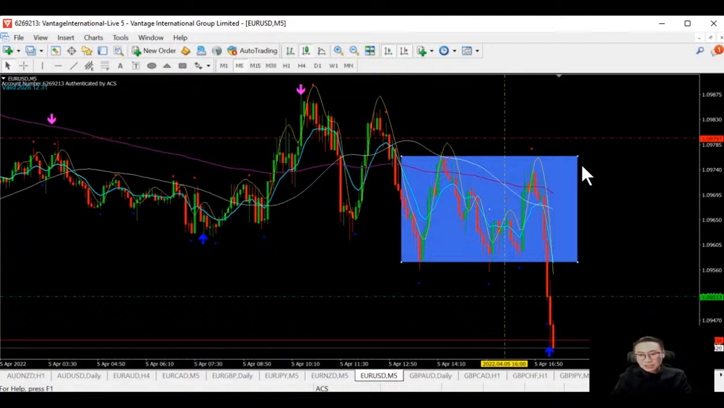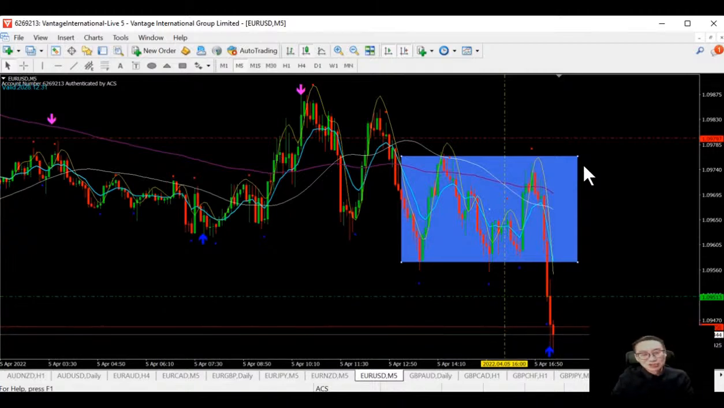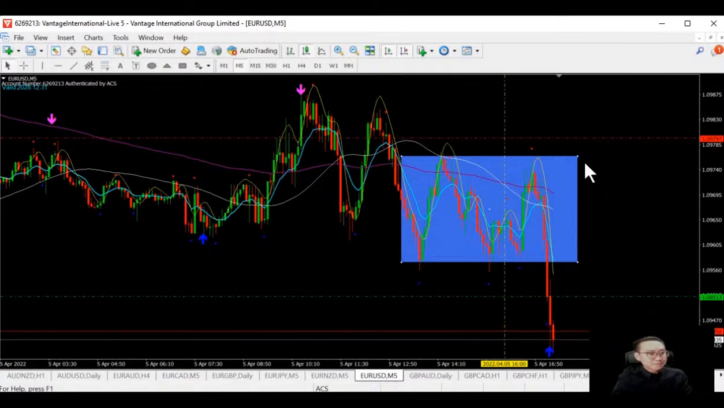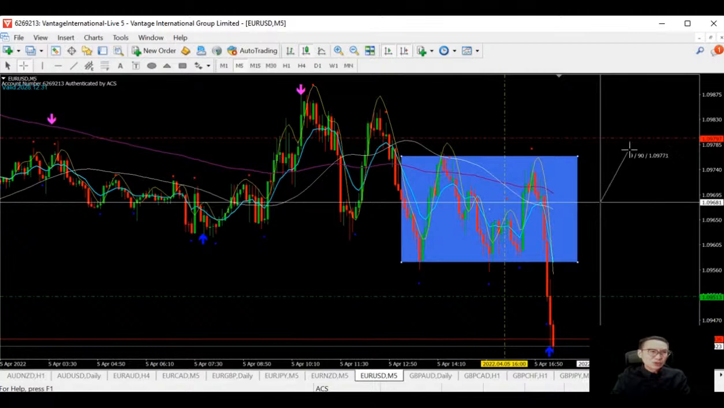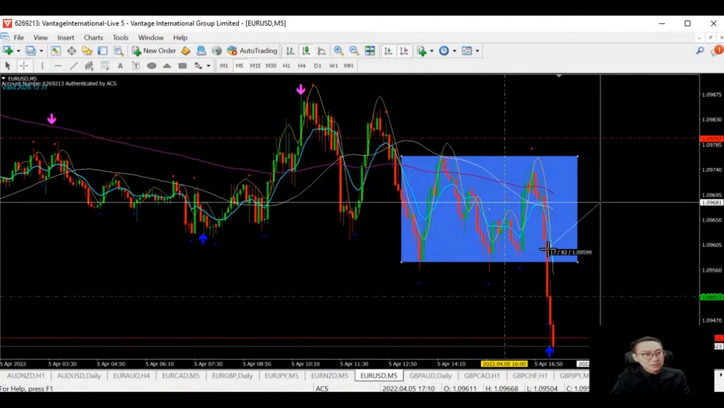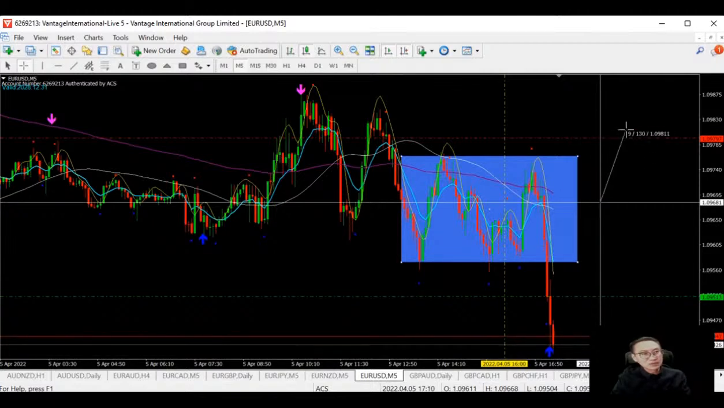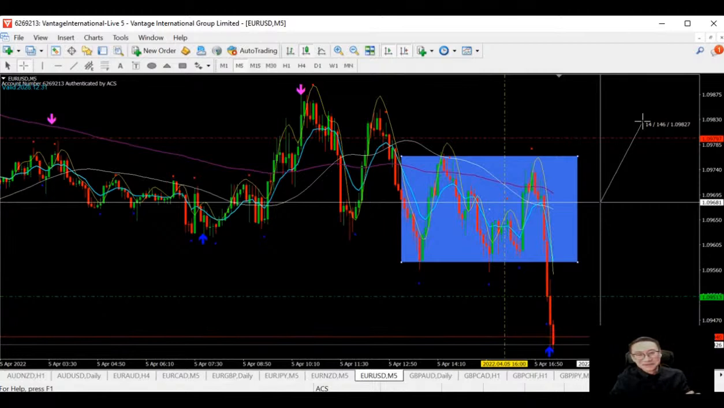Oh yeah, just nice. And where do you put your SL? I'm so sorry, I'm so engrossed with my explanation. If I'm going to enter here, you get 5 pips, and plus spread is about 8 pips here. But I'm going to experience 13, 14, 15 pips of SL. That doesn't seem like good risk management. Okay, that's fine, I understand.